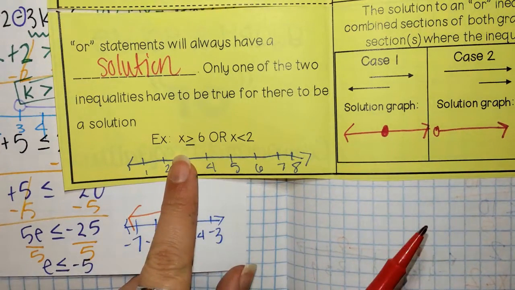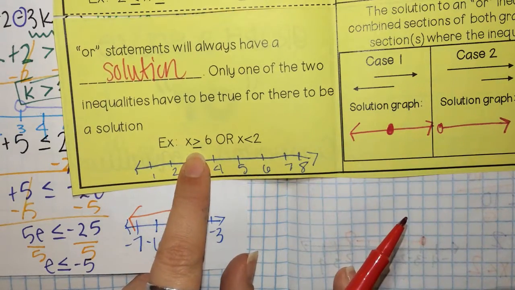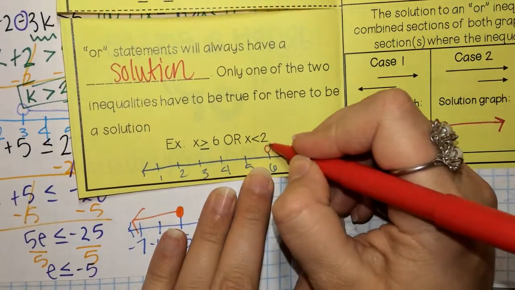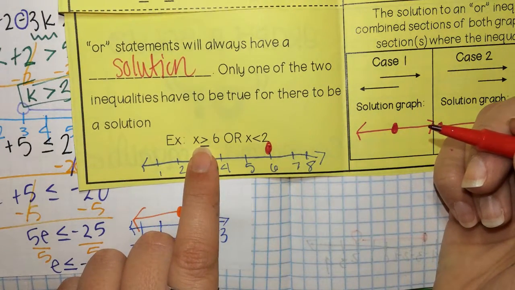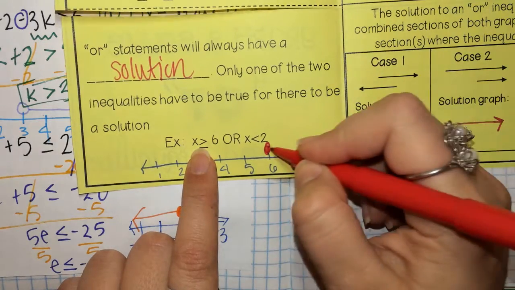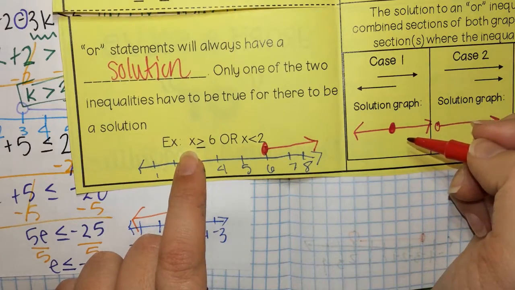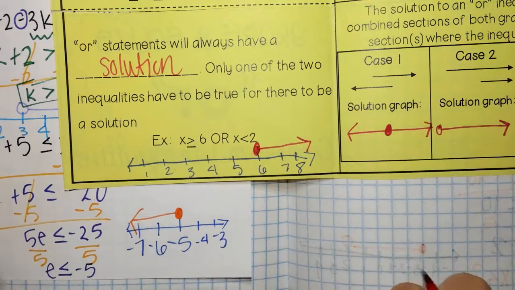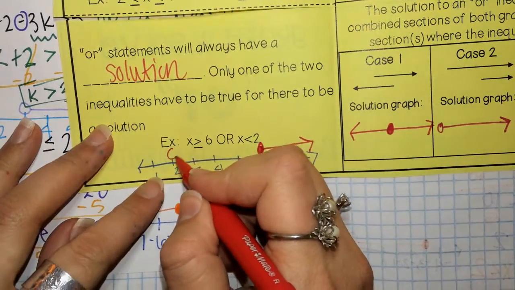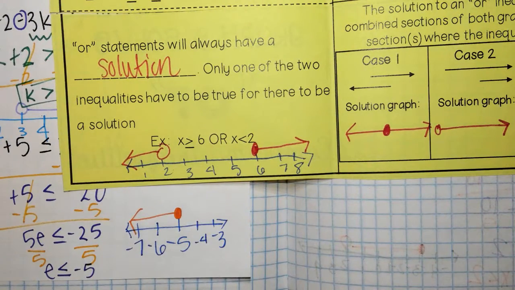Alright, so our first one says that x is greater than or equal to 6. So are we going to have an open or closed circle on 6? Closed, because it's got a line under it. Are we going to shade to the left or to the right? To the right. Remember, greater than goes to the right. And then, or x is less than 2. So we're going to put an open or closed circle on 2. Open. To the left or to the right? Left. Boom, you're done.